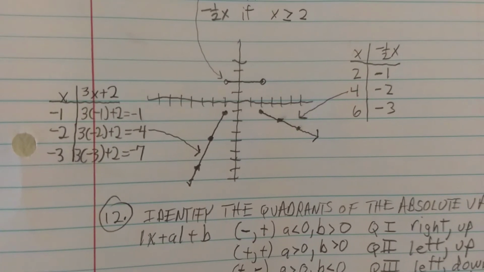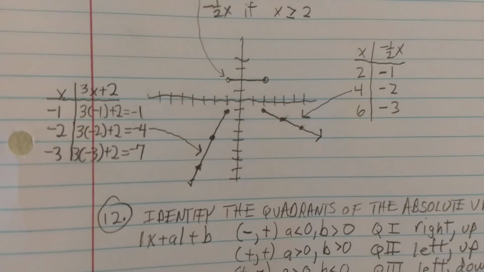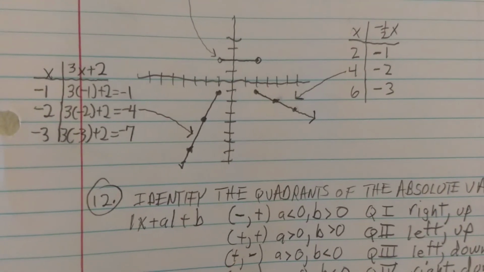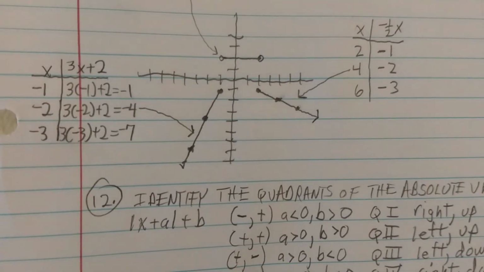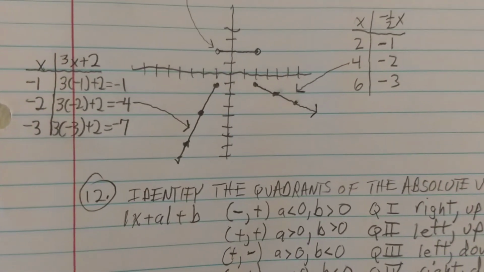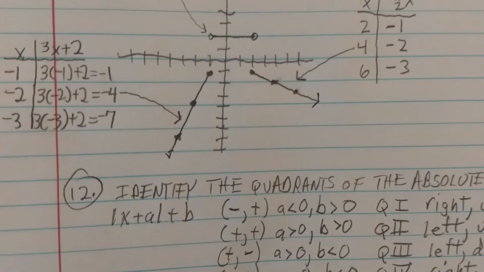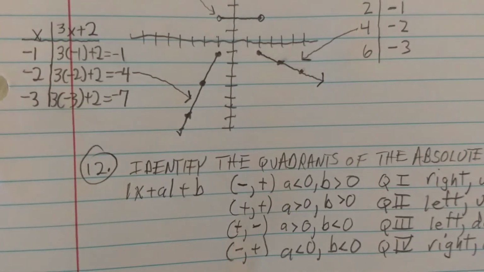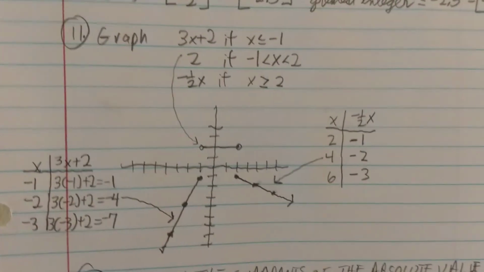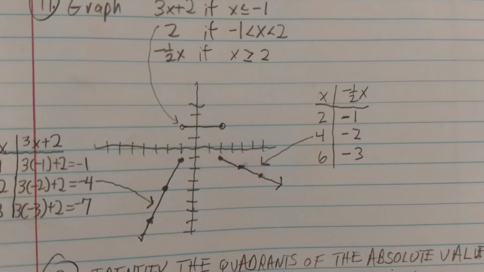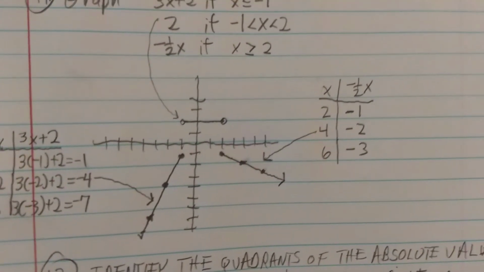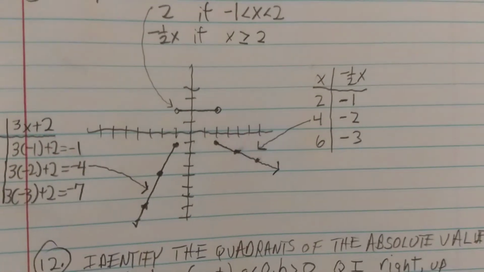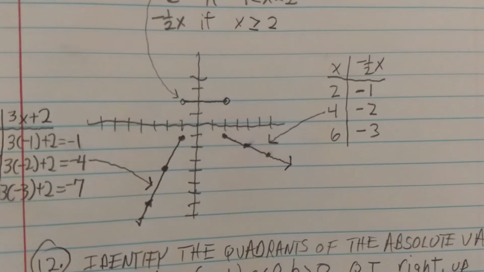For negative 2, we have 3 times negative 2 plus 2, or negative 6 plus 2, which is negative 4. And for negative 3, we have 3 times negative 3 plus 2, or negative 9 plus 2, which is negative 7. And shown with the arrow there, we have our 3 points plotted: negative 1, negative 1; negative 2, negative 4; and negative 3, negative 7. Now the middle part of the graph is just a y equals 2 line, which is open at negative 1 and 2, but is just y equals 2 from negative 1 to 2, with open circles at the ends.